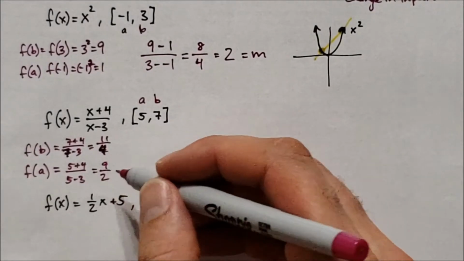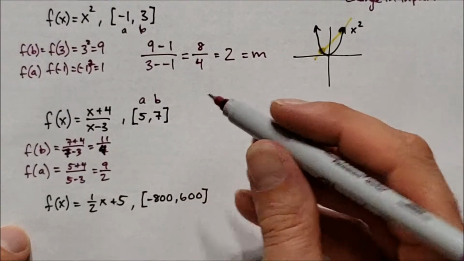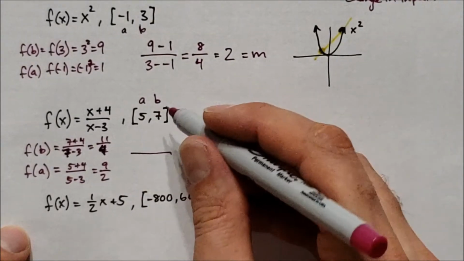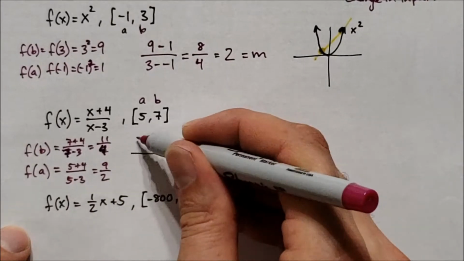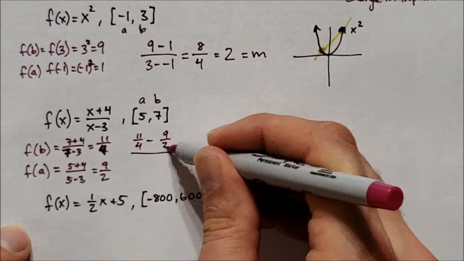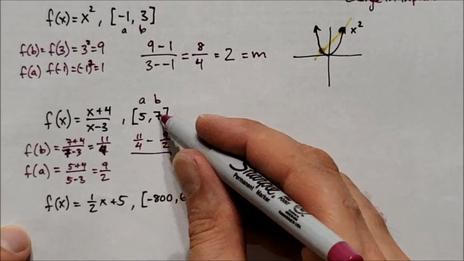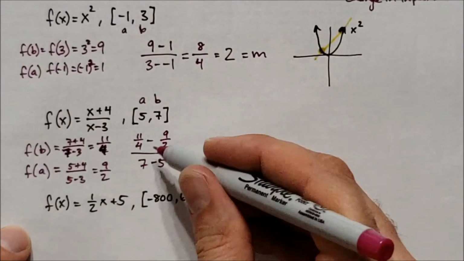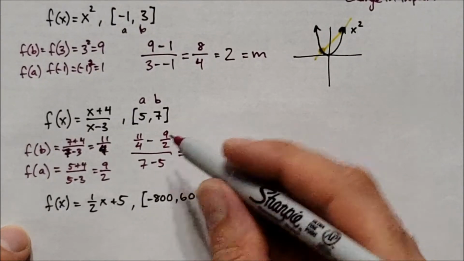We don't need mistakes early on. They would carry through the entire problem. So putting these together, f of b, 11 over 4, minus f of a, 9 over 2, divided by b minus a, 7 minus 5. Well, we've got some fractions in the numerator.